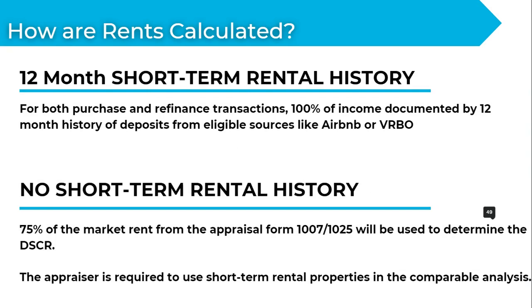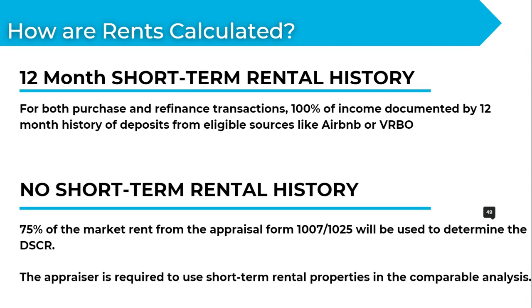Now, if it's a short-term rental, you're going to need 12 months of short-term rental history. Okay, and then 100% of the income documented by the 12-month history deposits will be eligible if it's sources like Airbnb and VRBO, just things that can be documented.